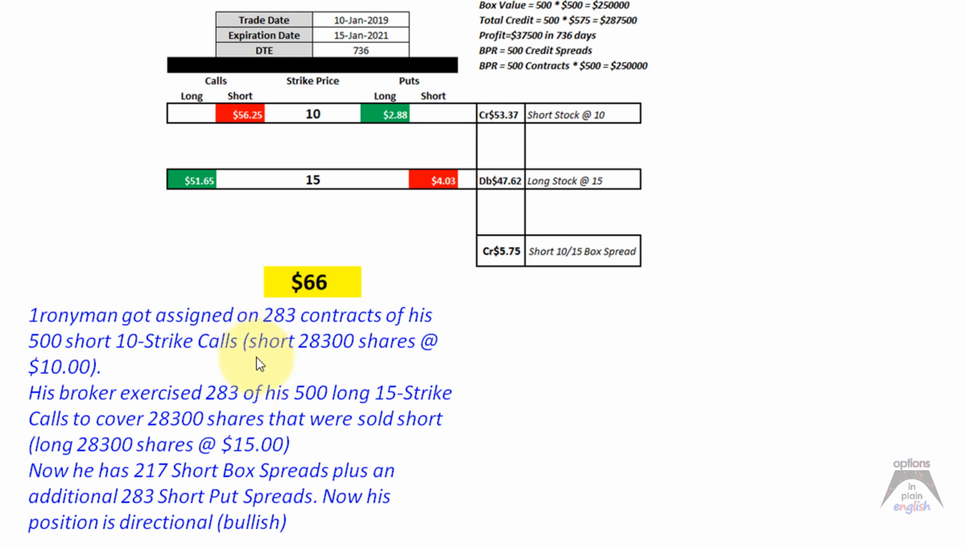So he's going to be short 28,300 shares at $10. His broker, because now you need a lot of cash to cover the 28,300, and of course our hero didn't have enough cash to cover this. Actually, he started with $5,000. You need 28,300 shares because you were assigned on 283 contracts that were sold short. So his broker exercised 283. You're going to be short the stock, that many shares, but you can cover them. You can just exercise the 15 strike, just the 283 contracts, because this one is in the money, so that we can actually buy them at 15. So you're going to sell at 10 and buy at 15.